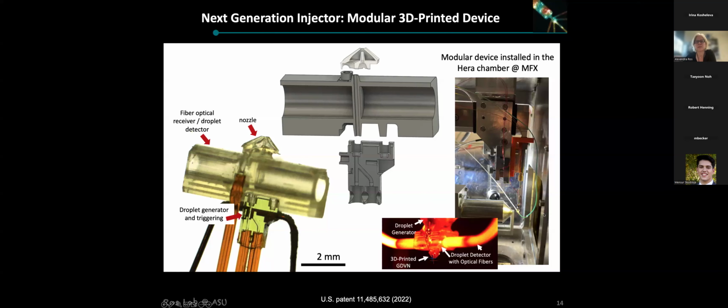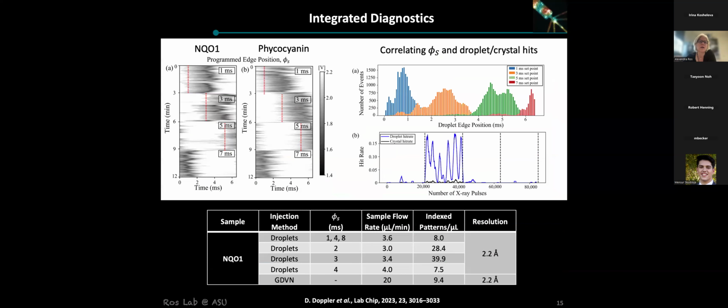We also tested it at MFX a few years ago, again in the HERA chamber. And here you see a close-up image of the inserted device in the HERA chamber. We were able to demonstrate that our feedback system works and our synchronization system works.